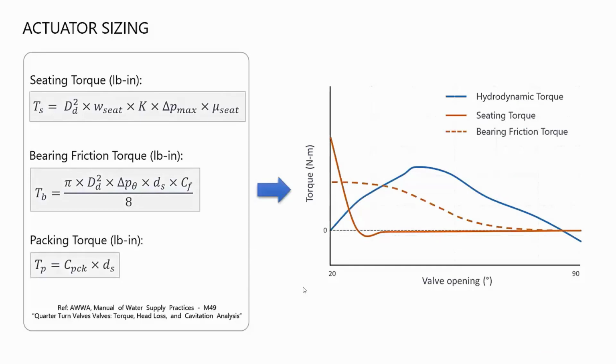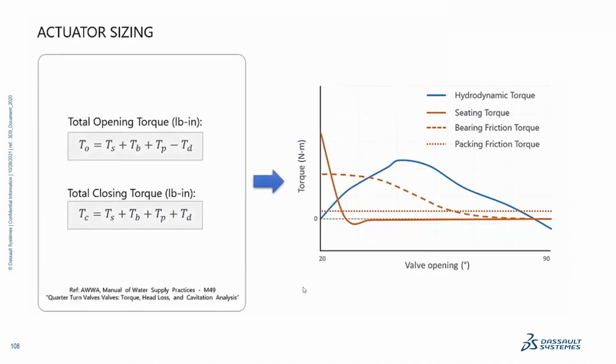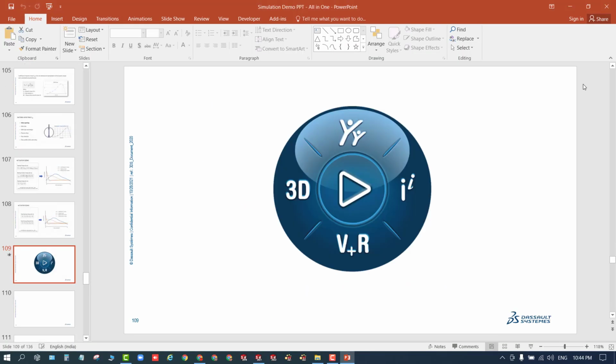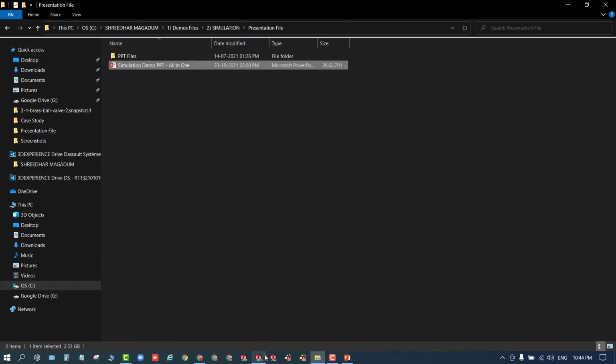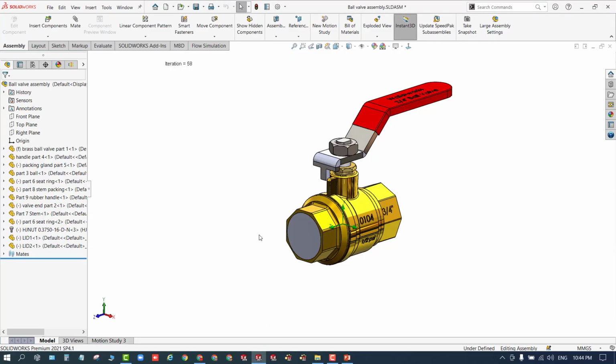These are a few things you need to remember, that is for actuator sizing: seating torque, bearing torques, and the packing torques, if you are dealing with the valve industries who are well aware of all these formulas. And the total opening torque and the total closing torque, if you add these things you're going to get the entire torque. This is completely different. Okay, so let's jump on to our requirement here. The same thing here, I'm concentrating only on the hydrodynamic torque. So how much do we need.